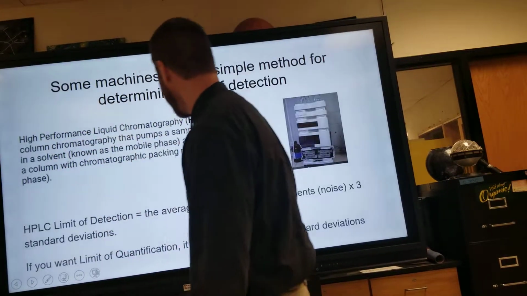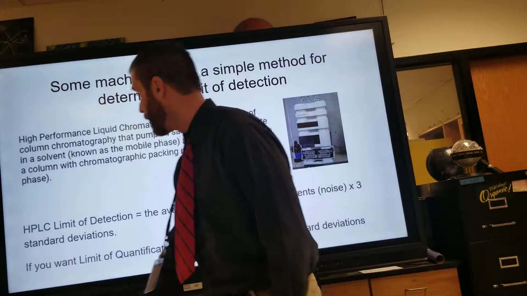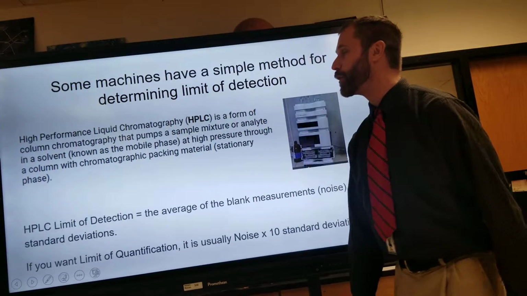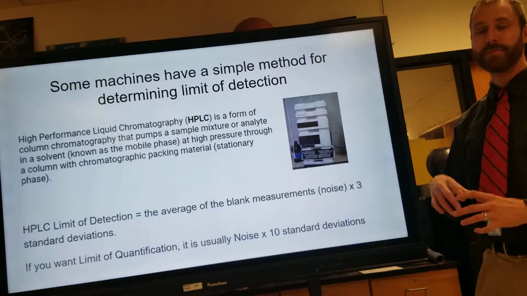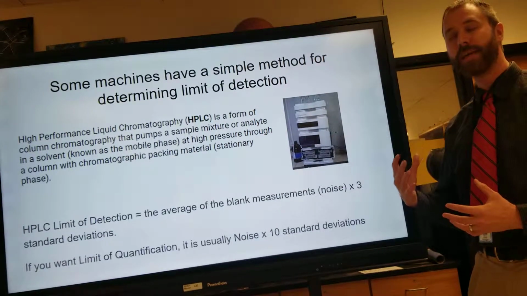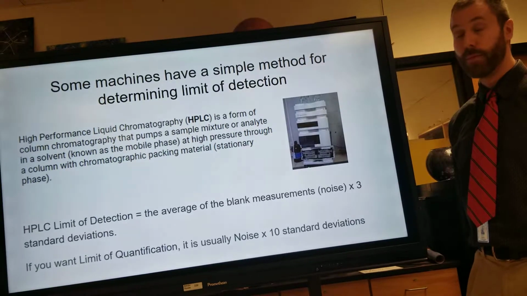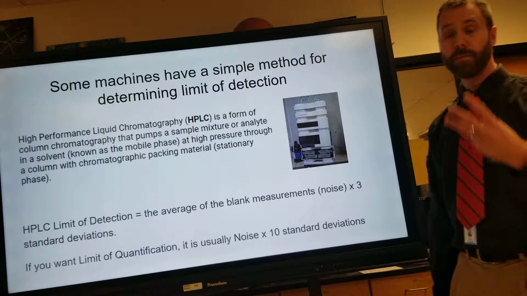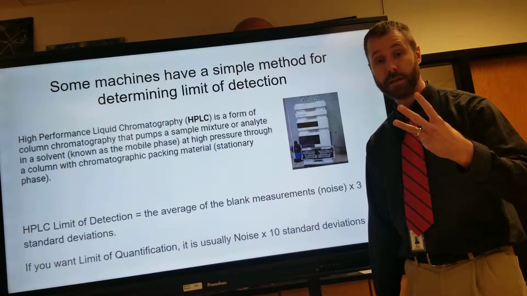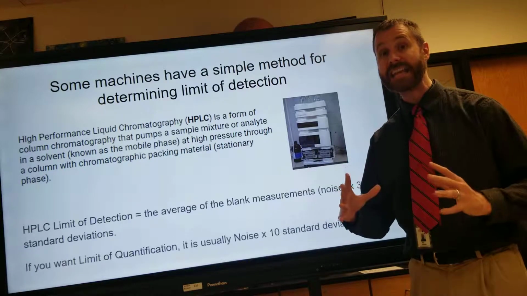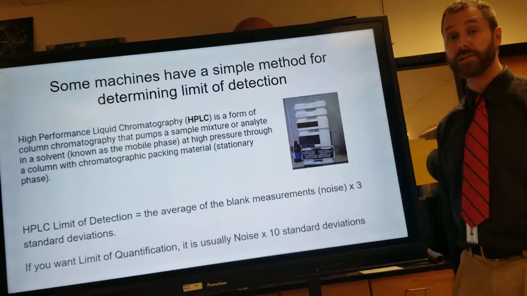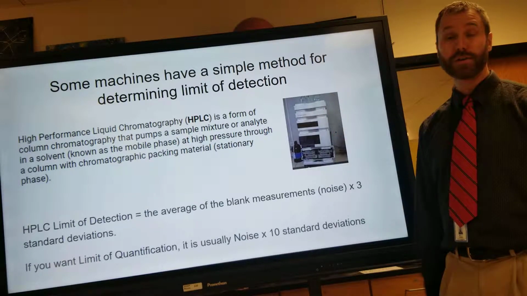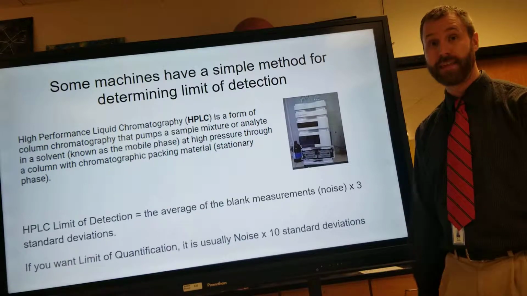So once we figure out what the noise is, we can actually analyze that data, multiply the standard deviation by 3, in most cases, and get the detection limit. The reason we multiply it by 3 standard deviations is that, if it's normally distributed, 99% of the data should fall in that range. So all of a sudden, if you're outside of 3 standard deviations, there's a good chance that it's actually showing something in that sample.